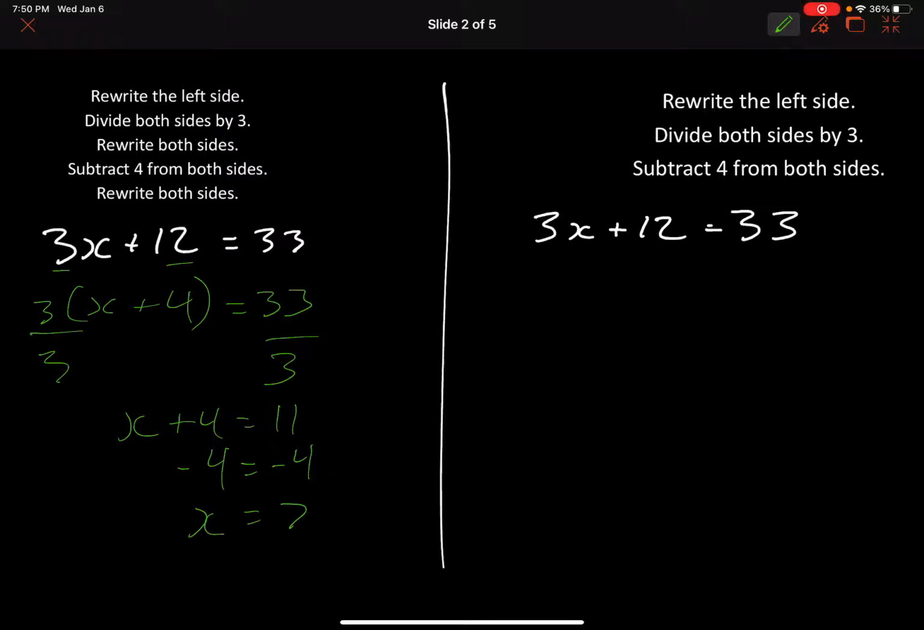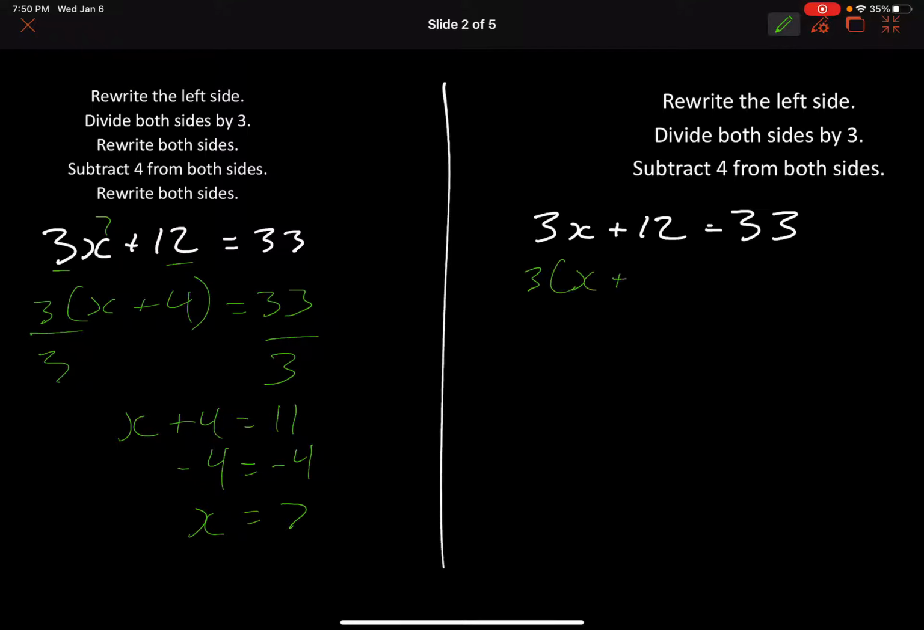And I can take the 7 and put it back in here and I know 7 times 3 is 21. Plus 12 is 33. So I know I got the right answer. Okay, I always do that and I always make sure I check to make sure I got the right answer. Okay, I'm going to do the same thing on this side.